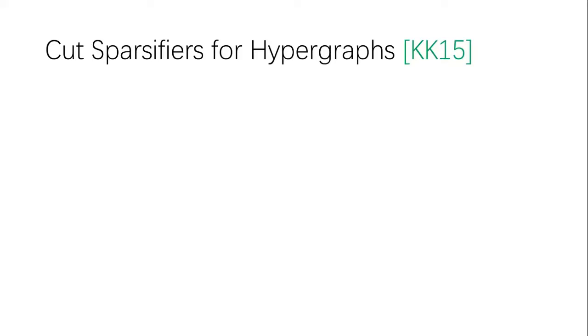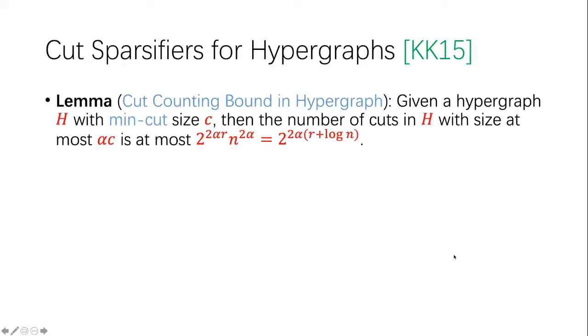Kogan and Krauthgamer used exactly the same framework as Benczur-Karger, but the main change is that the cut counting bound in hypergraphs is much larger. They show that given a hypergraph H with minimum cut size C, the number of cuts in H with size at most alpha times C is at most 2 to the 2 alpha times (r plus log n).